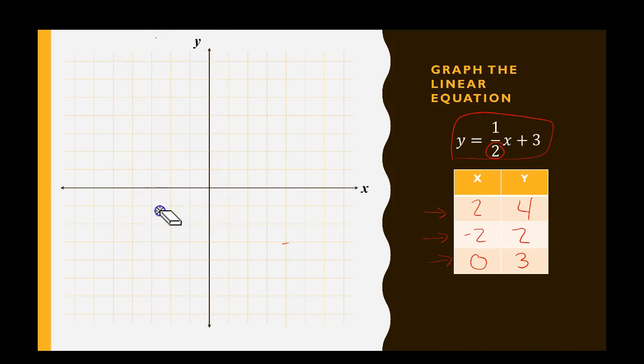Sorry, this is hard to erase. Okay, so we got 2 4s, so that's 1, 2, 3, 4 up here. Then we have -2, 2, so that's -2 to the left up to here. And then we have 0, 3, which is right up there. And again, nice line. There you go.